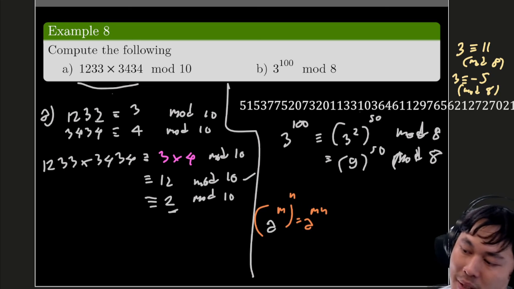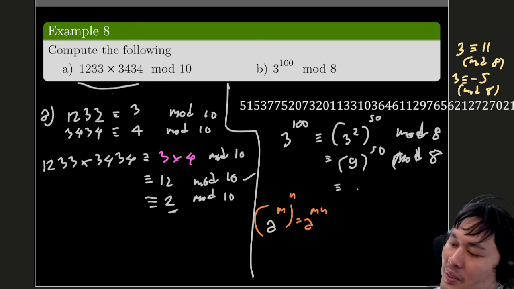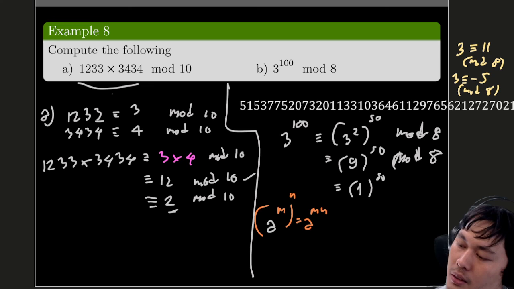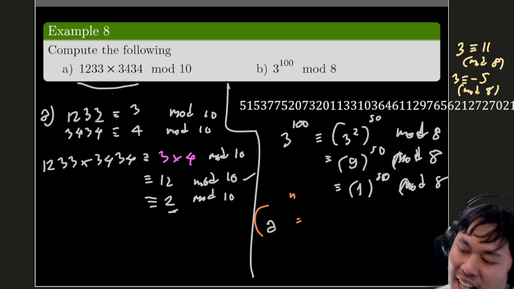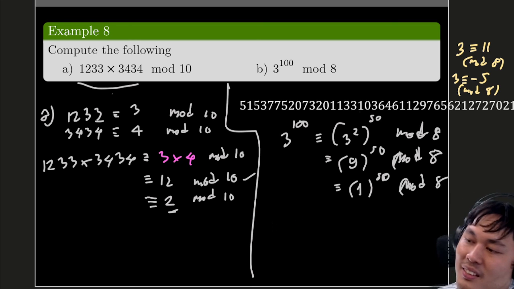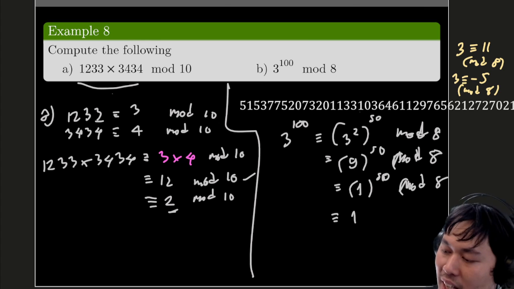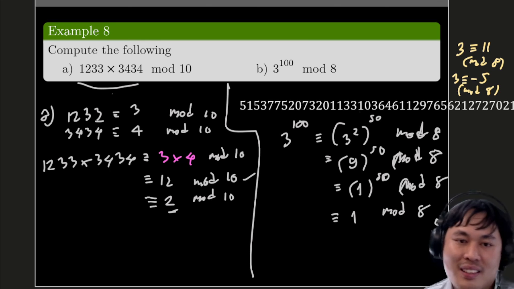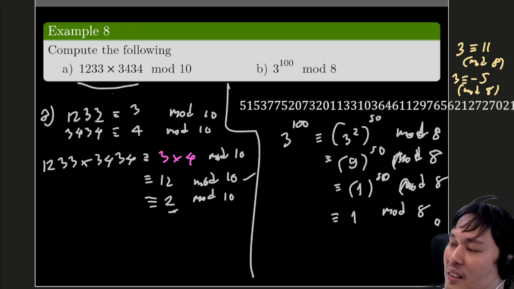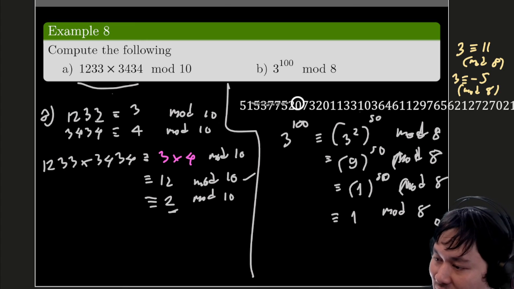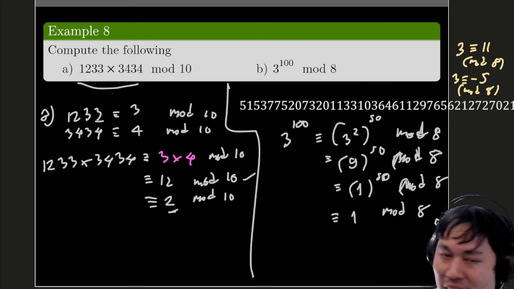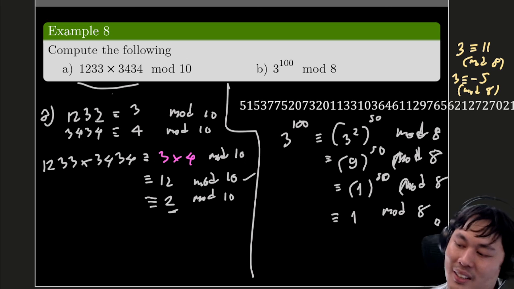And here the magic happens. What is 9 mod 8? 9 is just 1. So we have 1 to the power of 50, mod 8. Can you compute 1 to the power of 50? I hope you can, because it's just 1. So the result is 1. You would have had to divide this long number. How many digits are there? I don't know, a 50 digit number? The result is 1.